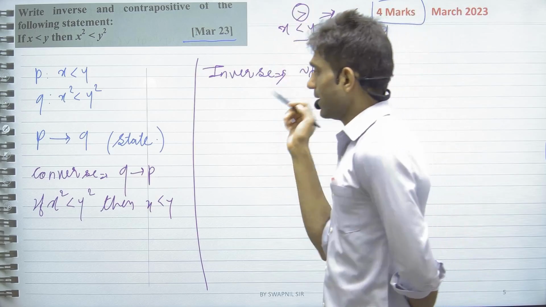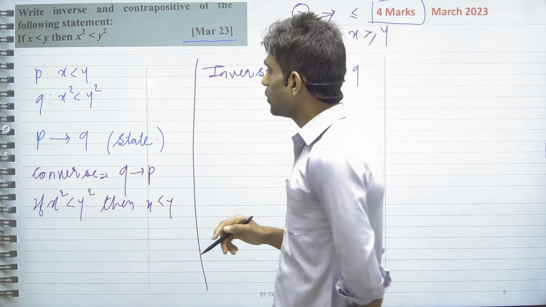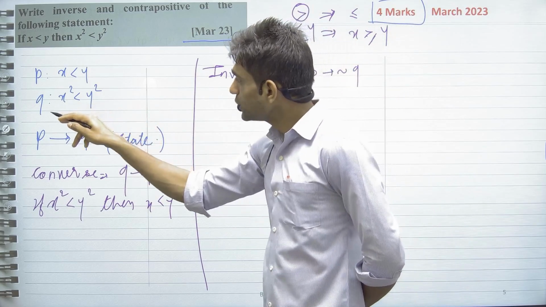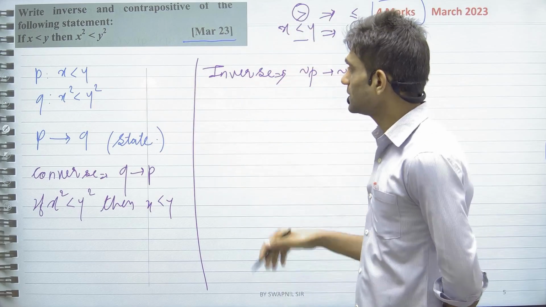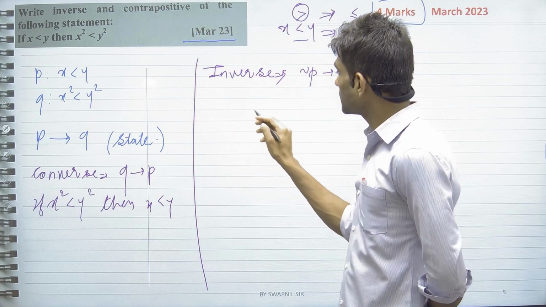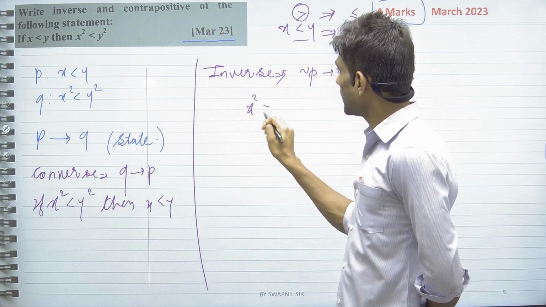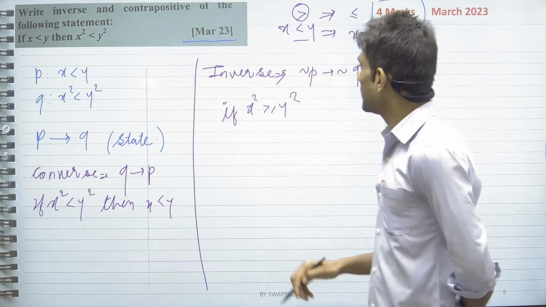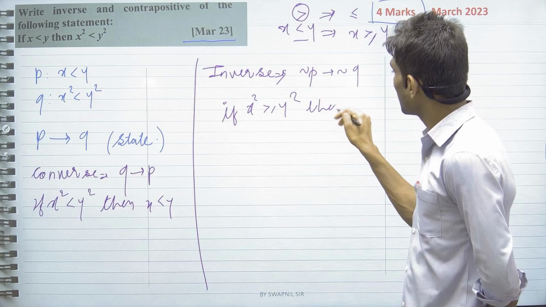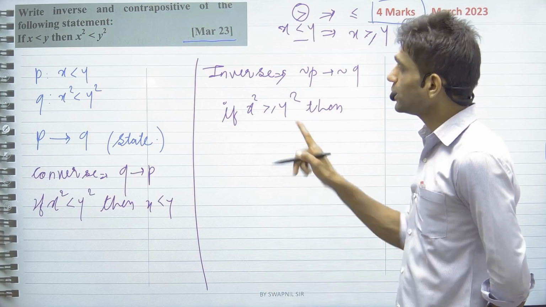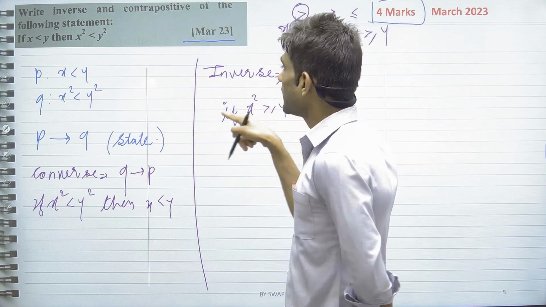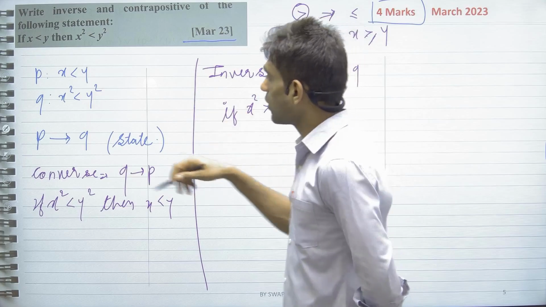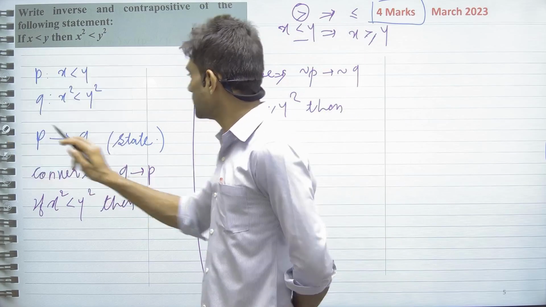Now see that we have the statement negation of Q implies negation of P. Negation of Q means not of x square strictly less than y square, that means x square greater equal y square. Sorry, I have written it the wrong way. Let me change this one.